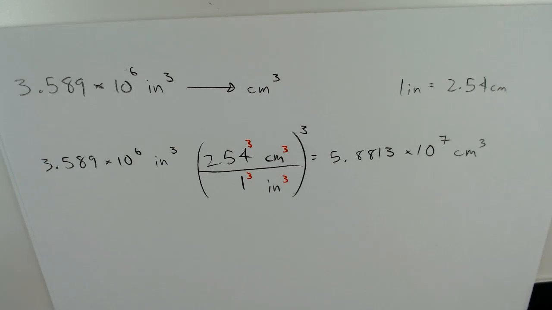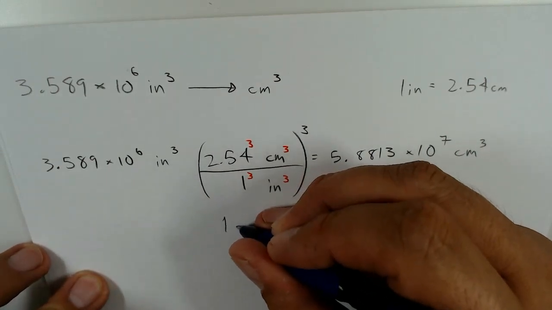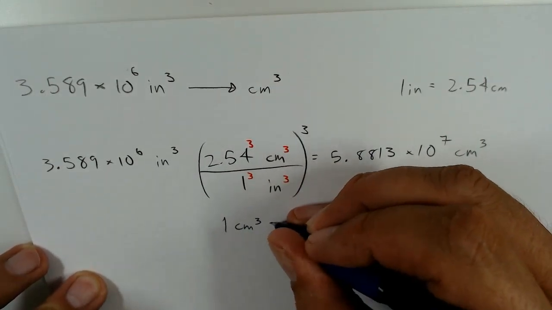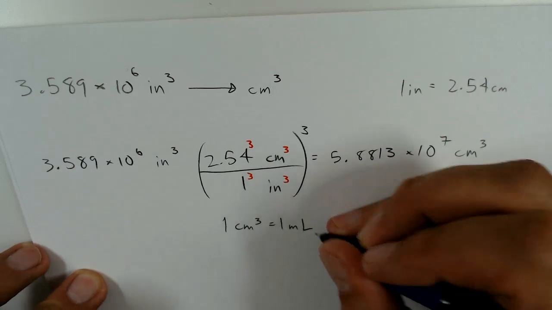Another thing we're going to see in this chapter as well, does anybody know how many milliliters are in a centimeter cubed offhand? How many milliliters are in a centimeter cubed? What was that? I heard something. They're actually equivalent. So 1 centimeter cubed is equal to 1 ml.